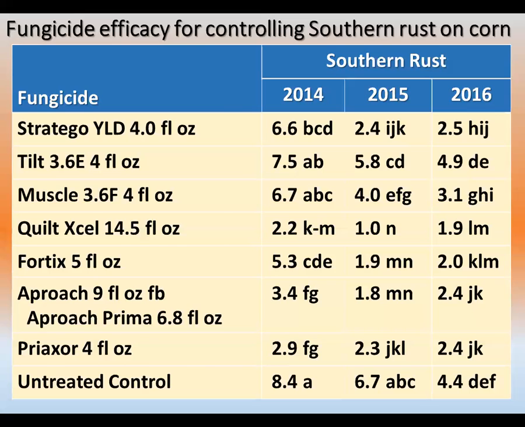I saw in some other listing, somebody mentioned using generic tebuconazole on corn for rust control. And when you look at the level of control as well as the yield response that you might get from these products, the generics are basically a waste of time. We're really looking at using the brand name products on corn to really obtain a high level of control.